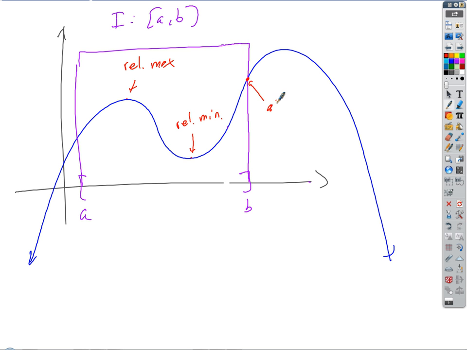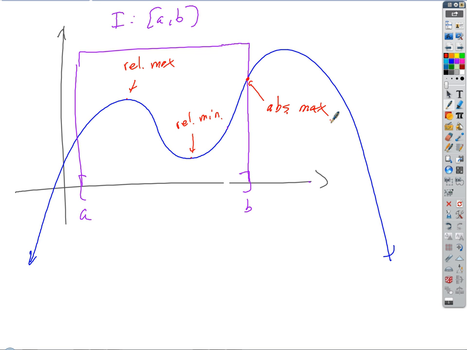This is an absolute maximum. Why is it an absolute maximum? Because nothing else is higher than that, right here. Okay, on that interval, nothing else is higher, right? For our interval that we've defined, on that closed interval, it is the biggest value of the function. So that is what an absolute maximum is.